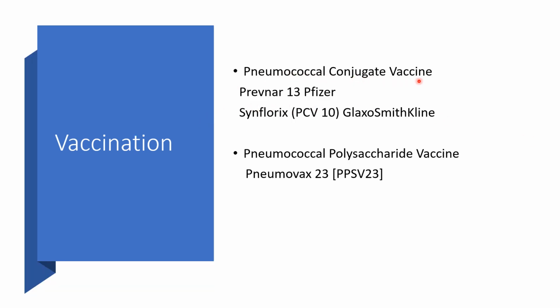A pneumococcal conjugate vaccination, that is Prevnar 13 from Pfizer, or Synflorix PCV10 from GlaxoSmithKline. Pneumococcal polysaccharide vaccine, that is Pneumovax 23. No, that is polysaccharide, right? This is conjugate vaccine, and this is polysaccharide vaccine, PPSV23. Those are the two types for pneumococcal vaccination. The conjugate vaccine, if it's from Pfizer, is going to bear the name Prevnar and have 13. Synflorix is from GlaxoSmithKline and will have 10. But the polysaccharide will be Pneumovax 23.